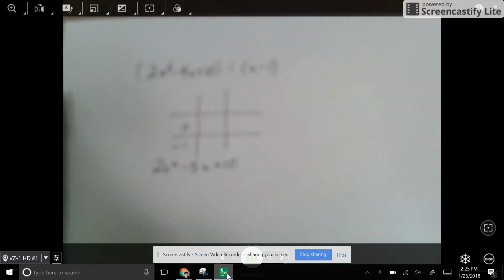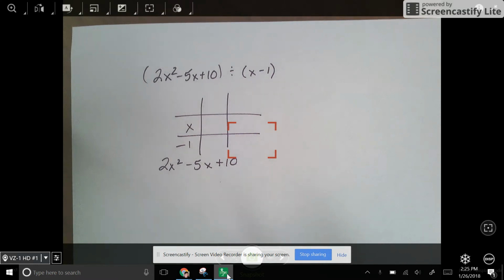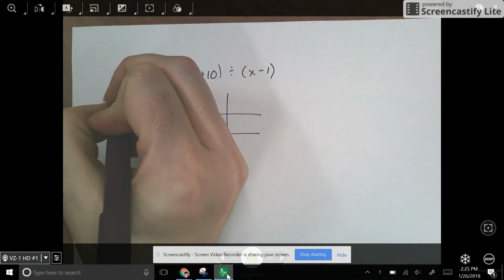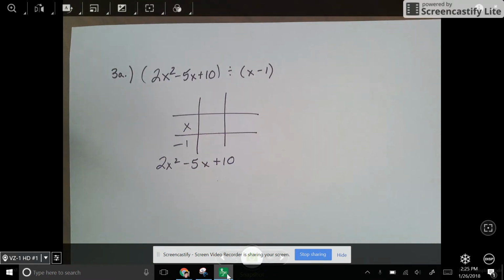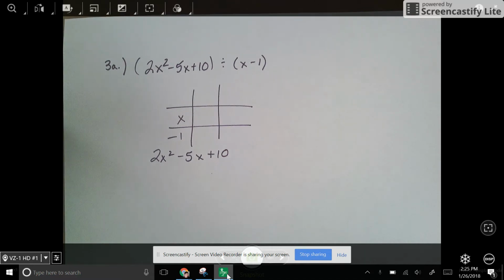Okay, I'm going to walk you through problem 3A. So this is 3A. All right, on the multiple choice, this problem was already set up for you. So if you want to take a moment to pause the video and set it up like I've set it up.